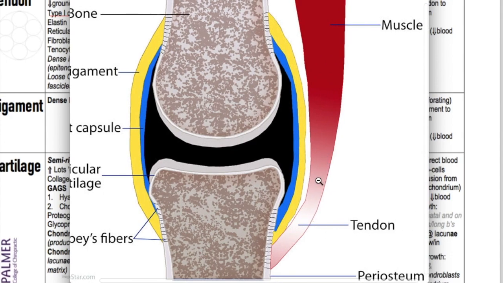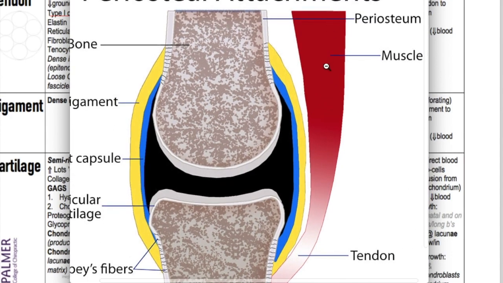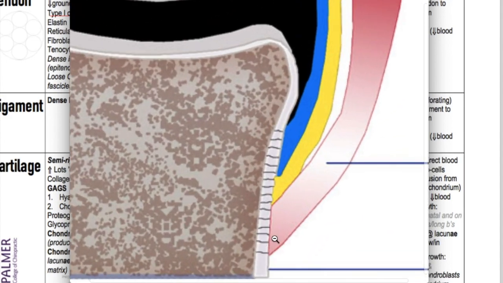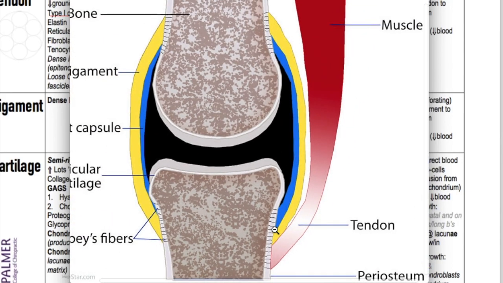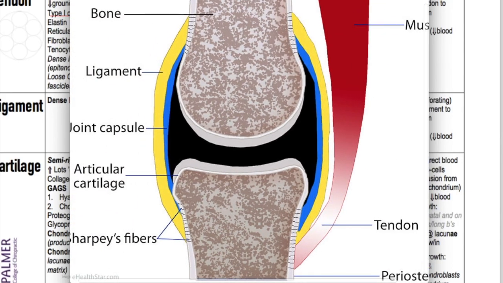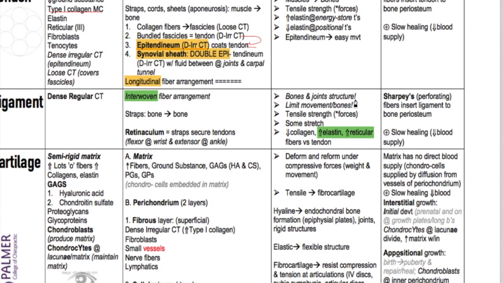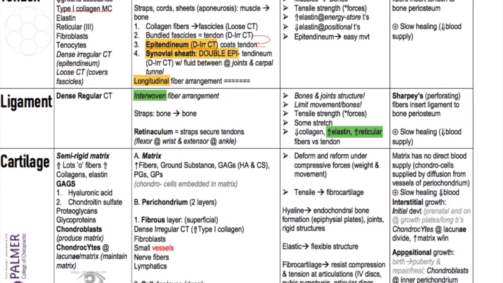And the same thing happens with the tendon. So the tendon connects a muscle to the bone, and then it has these tiny little fibers that come out of the tendon and literally sew the tendon right into the periosteum of the bone, so it has a nice strong attachment. And I think of Sharpey's fibers as sharp and hooked in there. Okay, they're really sewn and weaved into it, but Sharpey's fibers are perforating fibers attaching tendons and ligaments.